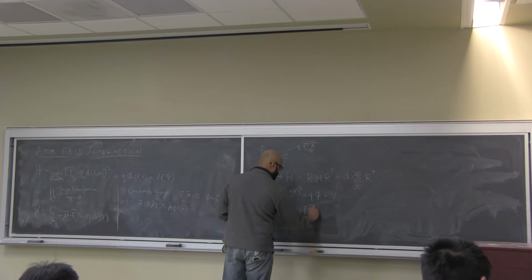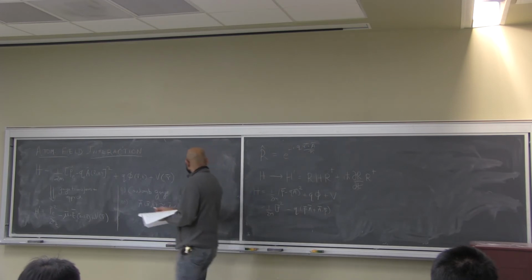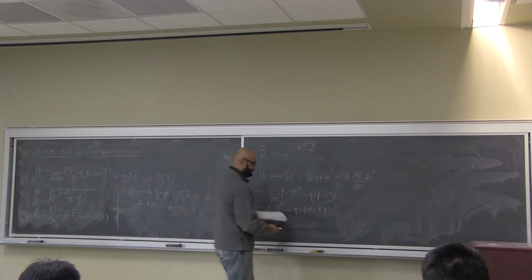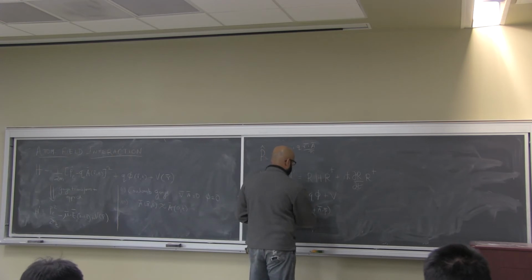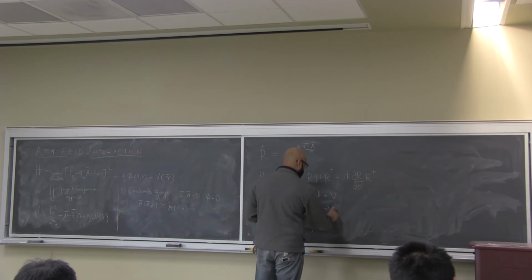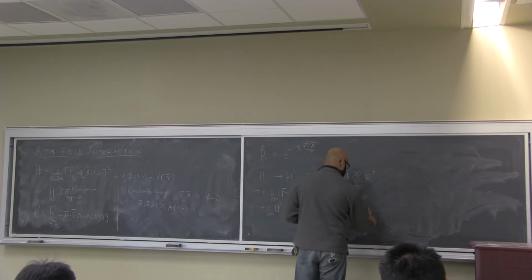And initially I have to be careful because A is dependent on R and T at first, right? So at this step, I have not yet made the approximation. So we have to worry about P acting on A or A acting on P. And then of course there's the Q squared A squared term. And then still the Q phi plus.